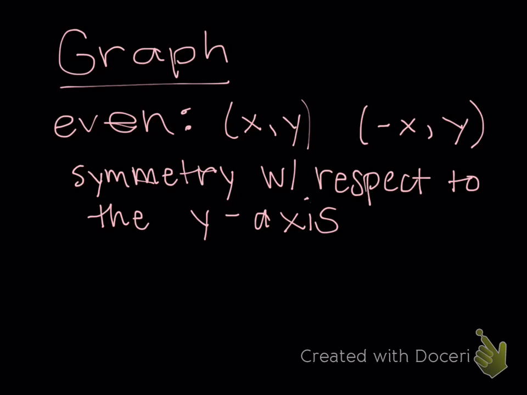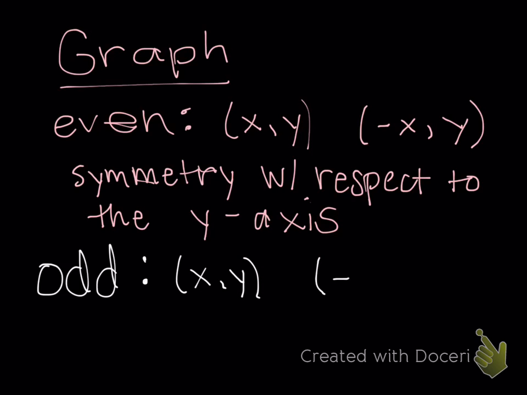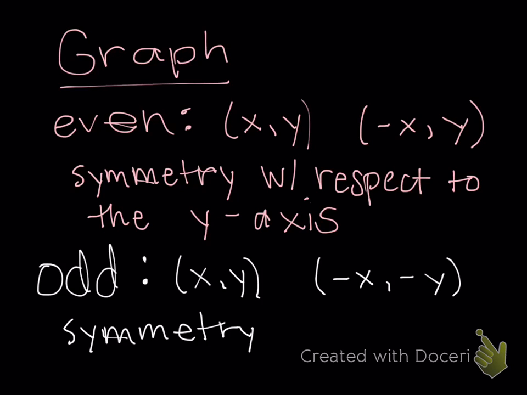Our function is odd if for every coordinate x, y, we have a coordinate that corresponds to a negative x, negative y. And this has symmetry with respect to the origin.